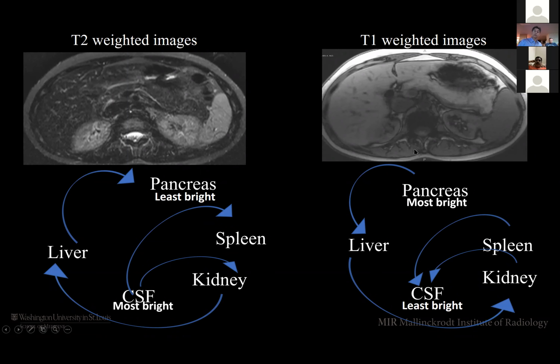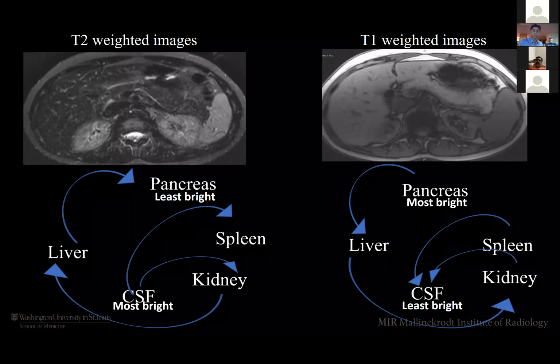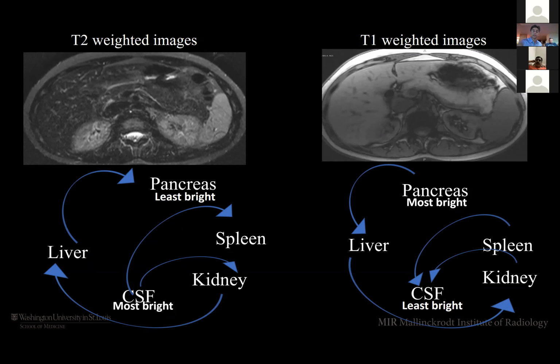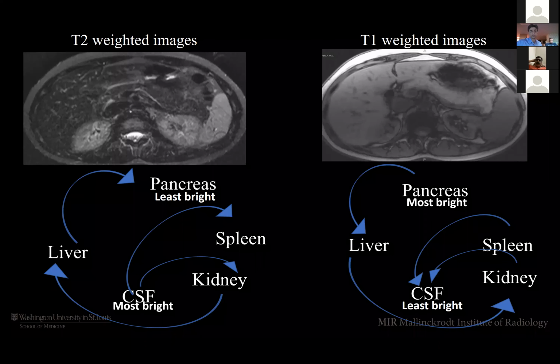This sounds simple, but it is very, very important to understand and recognize these signal characteristics, because you are going to use them to help you identify the presence or absence of a lesion, or a benign portion of the liver versus a malignant portion of the liver.